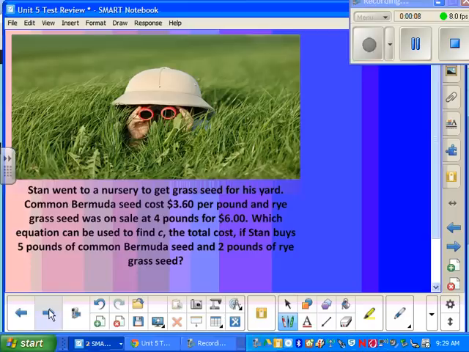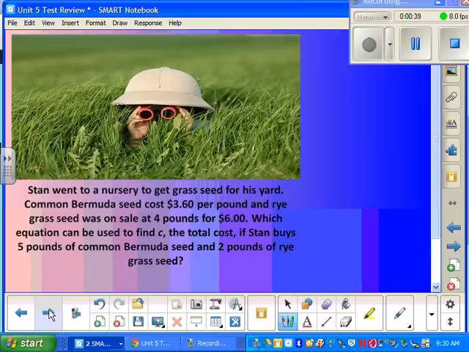Alright, we're going to begin with question number 1. It says Stan went to a nursery to get grass seed for his yard. Common Bermuda seed costs $3.60 per pound, and ryegrass seed was on sale at 4 pounds for $6. Which equation can be used to find C, the total cost, if Stan buys 5 pounds of common Bermuda seed and 2 pounds of ryegrass seed? Wow, that was a mouthful.